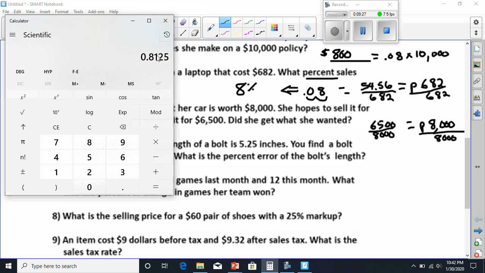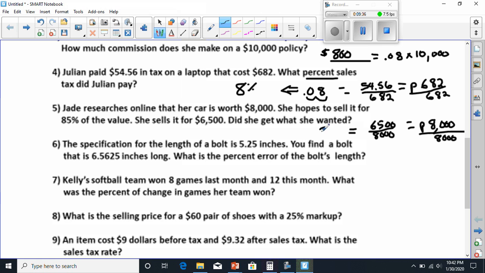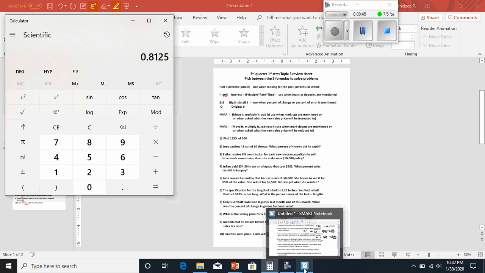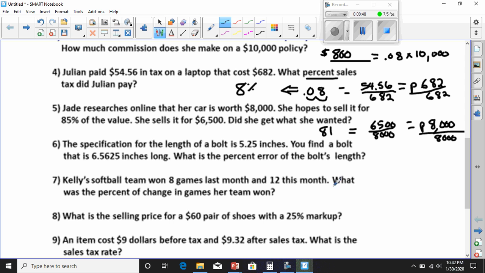And that's going to give us about 81%. Remember, we got to move this decimal over twice. So it doesn't round up higher, it'll be 81%. I think that the answer was 0.8125. Okay, 0.8125. So when we move it over twice, it's going to give us 81%. Now, the question was, did she get what she wanted? Well, she wanted 85% of the value, so she did not get what she wants. The answer is no, she did not.